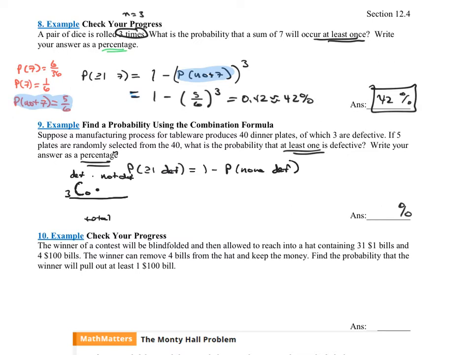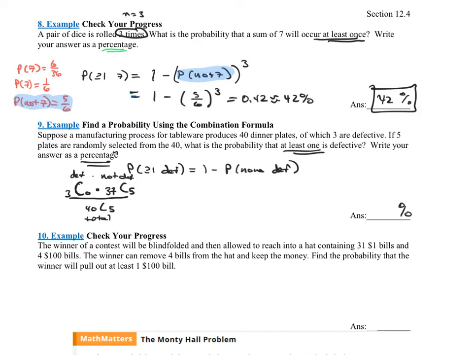How many are not defective? Well, there's 37 plates. All the rest of the 40 are not defective, so that's 37. And of those plates, I want to pick 5 of them. How many total plates are there? Well, there's 40 plates, and of the 40 plates, I'm going to be picking 5 of them.